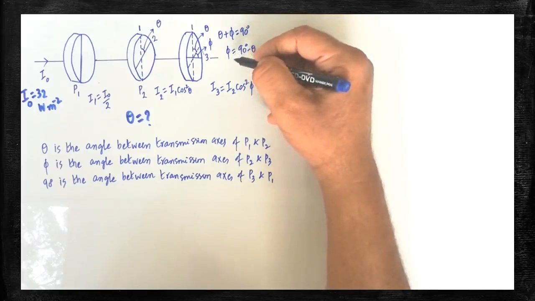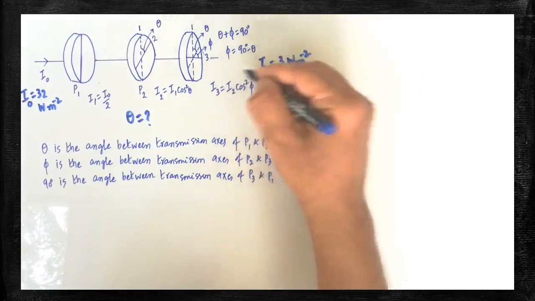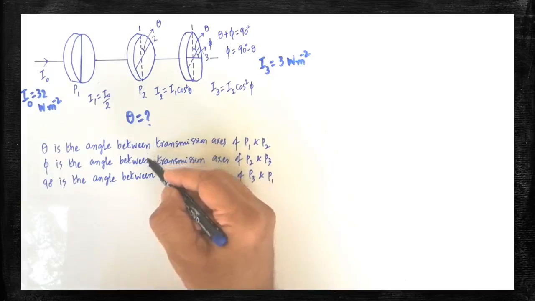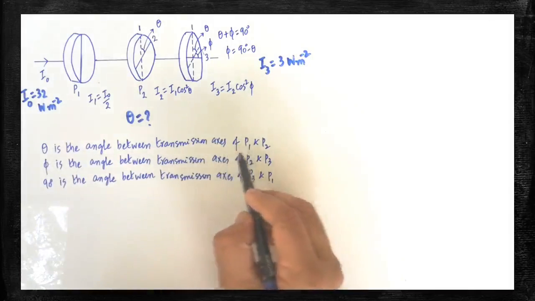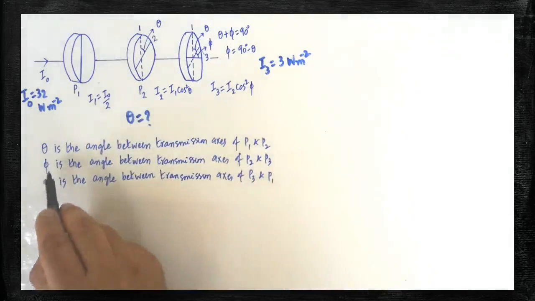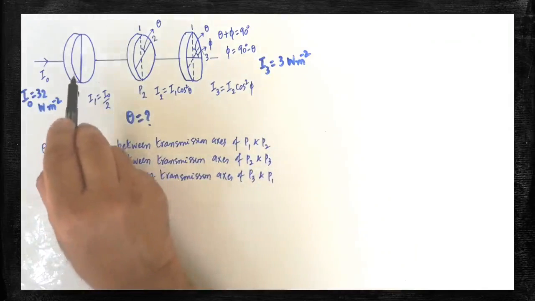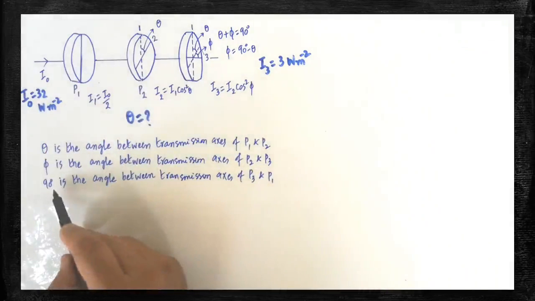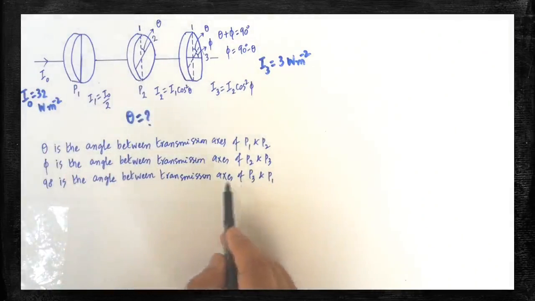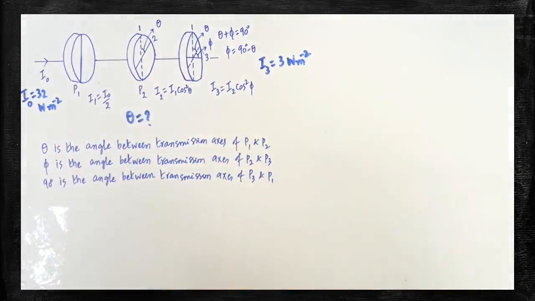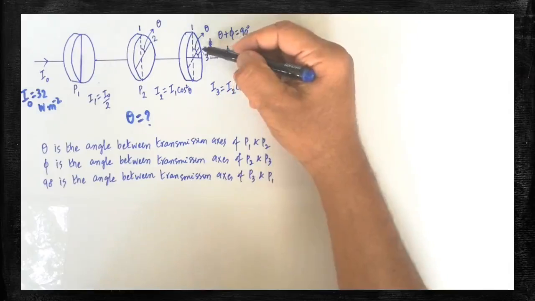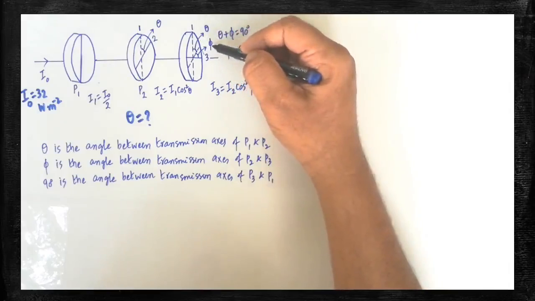Okay. So now the steps are to be started right from here. I have written all the explanation about the angles. Theta is the angle between the transmission axis of P1 and P2. Pi is the angle between the transmission axis of P2 and P3. 90 degree is the angle between the transmission axis of P3 and P1. We are asked to calculate the value of theta. Here we are rotating the third Polaroid now. After rotating the third Polaroid, that pi is created.